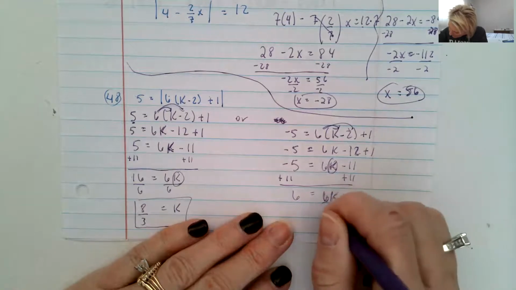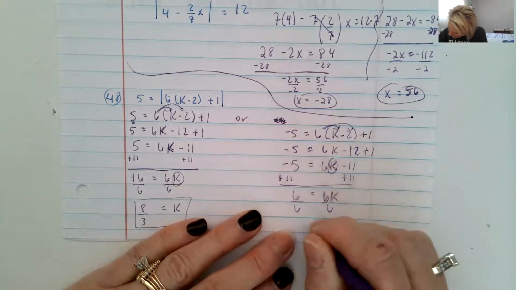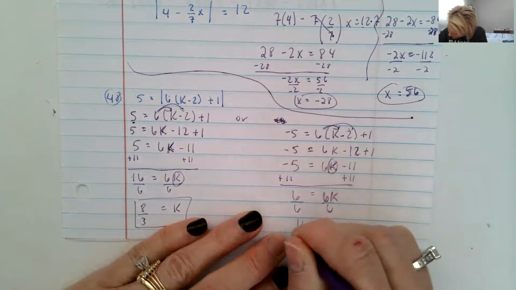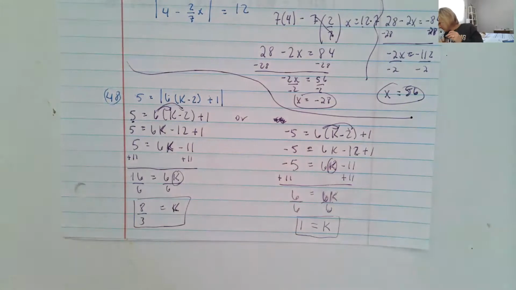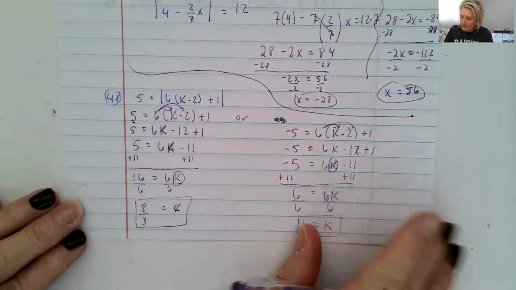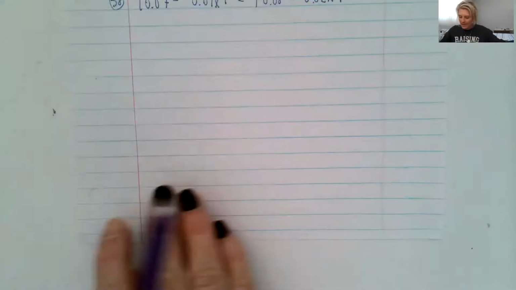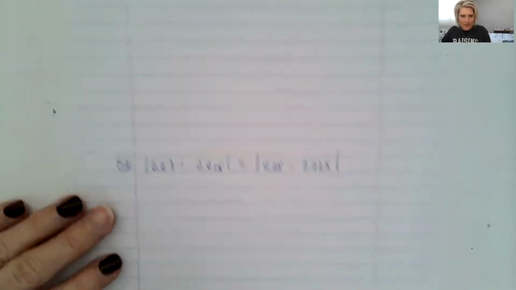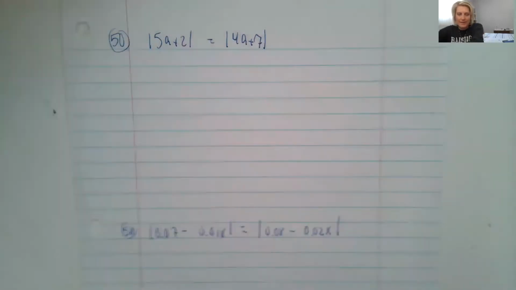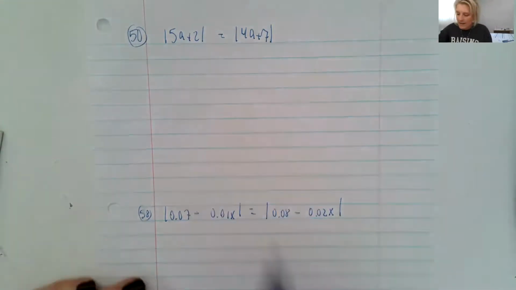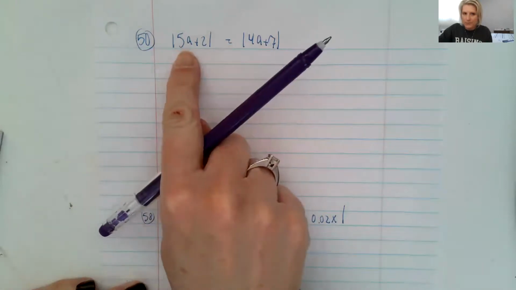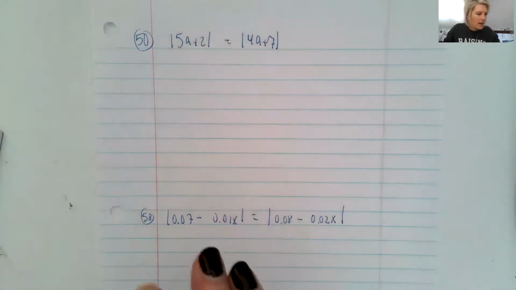So we're going to divide by 6. And so k equals 1. These are fun, aren't they? So we have 2 more left, 50 and 58. So 50 is a little bit different because it has absolute values on both sides.